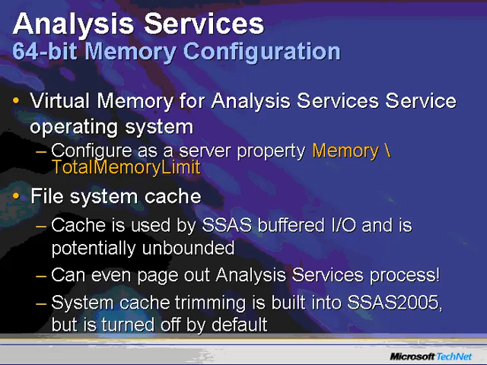A quick point on Analysis Services on a 64-bit server is to make sure you configure the total memory limit for Analysis Services, and also that you configure the file system cache, which is used by Analysis Services. Configure the file system cache so that it is trimmed as Analysis Services is operating. System cache trimming is easy to turn on. It's just something that you turn on, but it is turned off by default. So you need to go into the properties of Analysis Services and make sure that that's turned on.